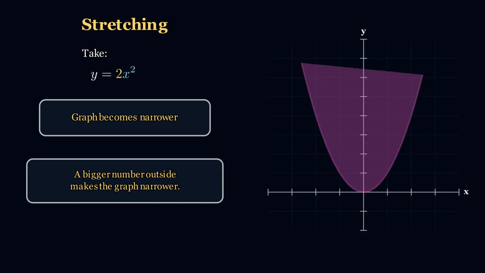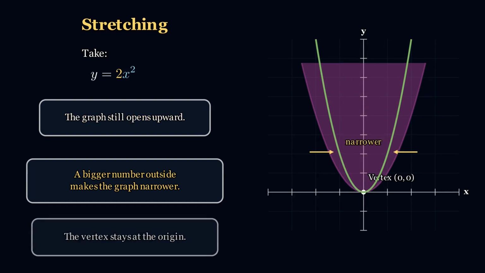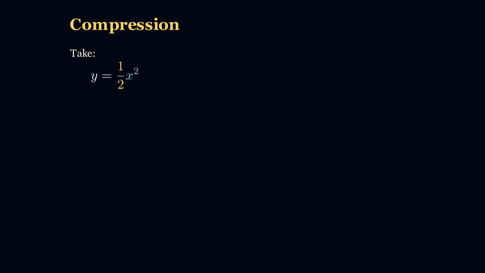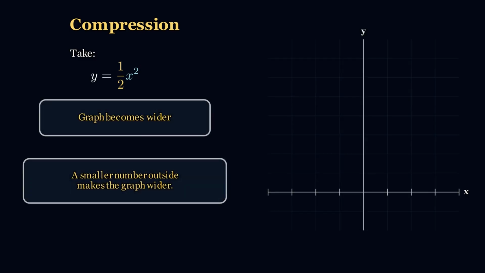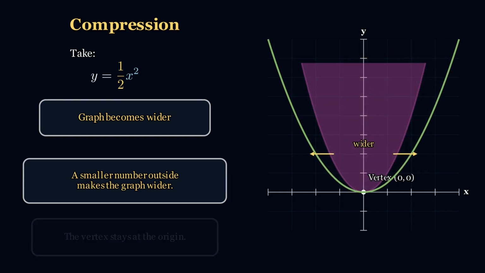Let's take y = 2x². The graph becomes narrower. This is stretching. Now take y = (1/2)x². The graph becomes wider. This is compression.